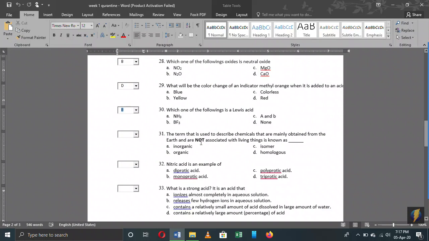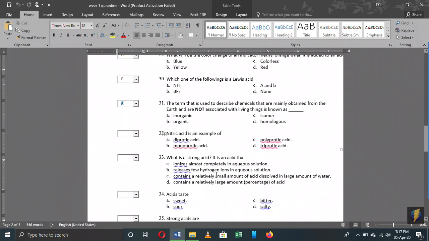Question number 31. The term that is used to describe chemicals that are mainly obtained from earth and not associated with living things is known as, actually this is a very simple question, inorganic chemicals, because the things that we associate with living things are known as organic. The chemicals we get from earth, like magnesium or different types of metals, are known as inorganic compounds.